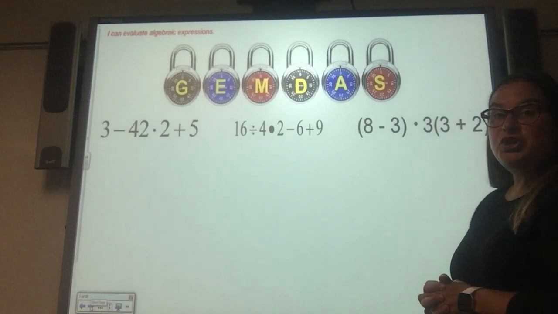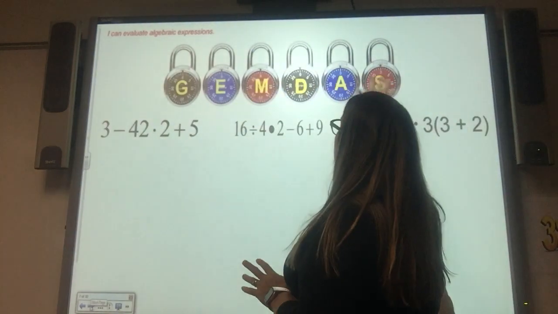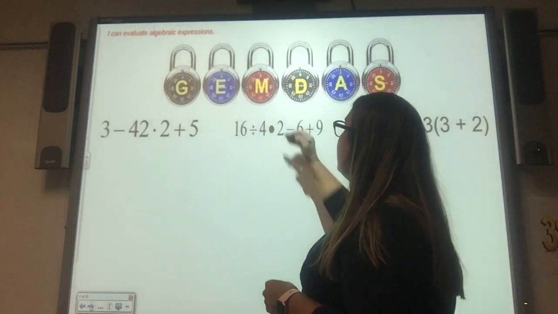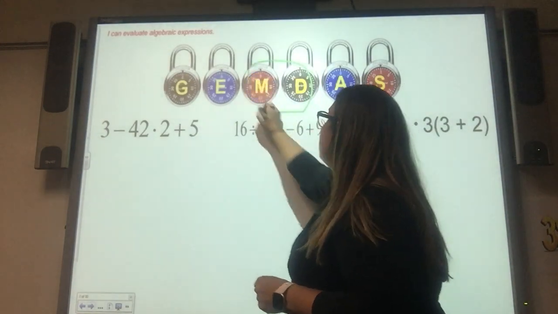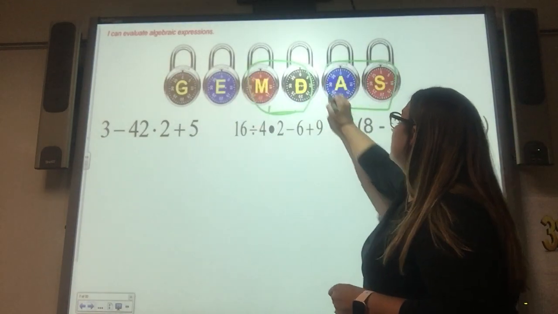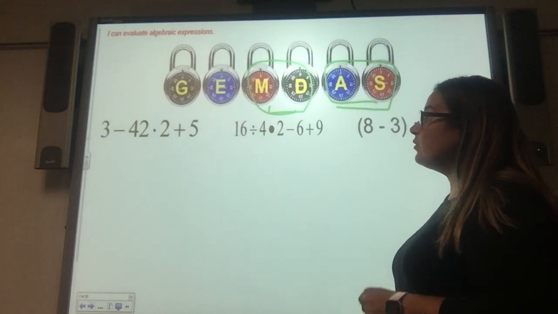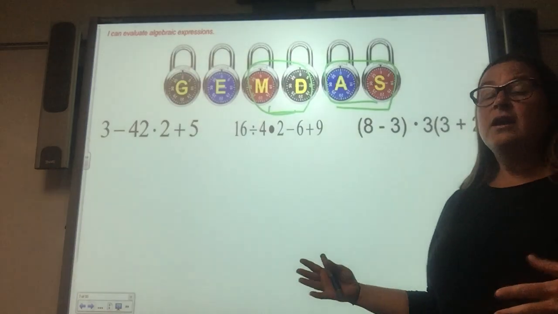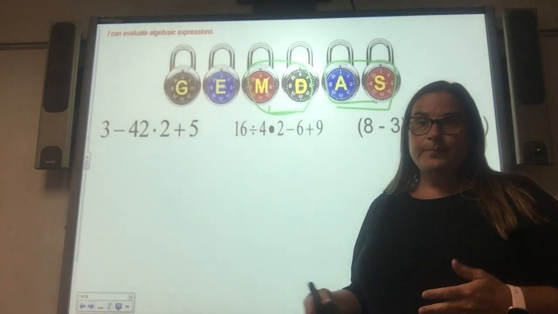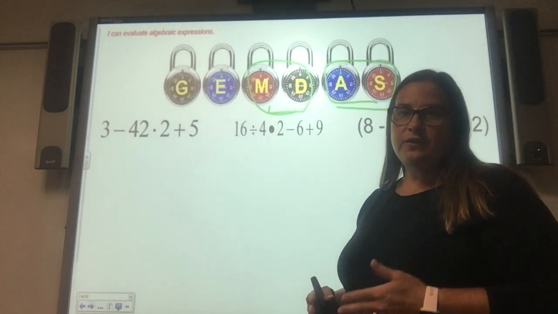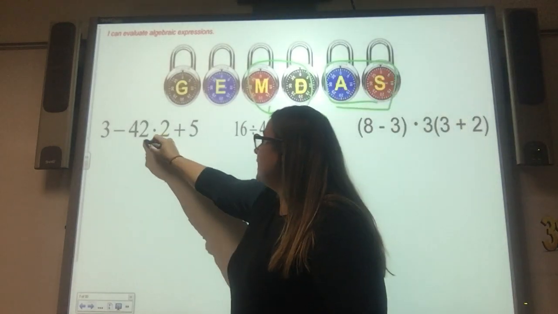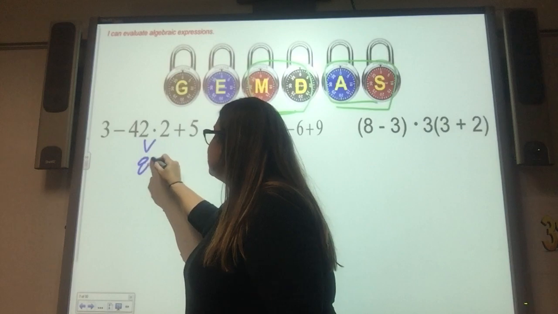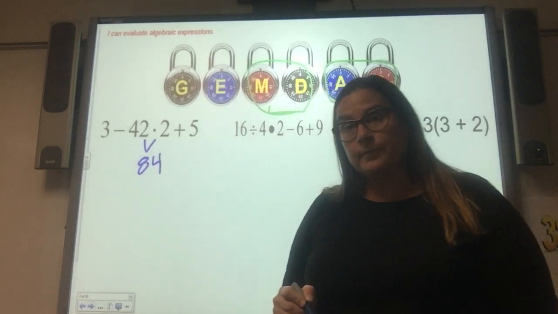Here we go. We're going to use GEMDAS. I put these at the top for you to see what the letters each represent, okay? Keeping in mind that these work together and that these work together. So we're going to start with the grouping symbol. There's no grouping symbol in this first one. There isn't even any exponents. So now I look at multiplication and division. I see I have multiplication. So I'm going to take 42 times 2, which is 84.